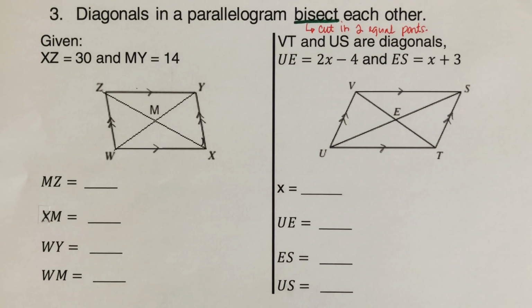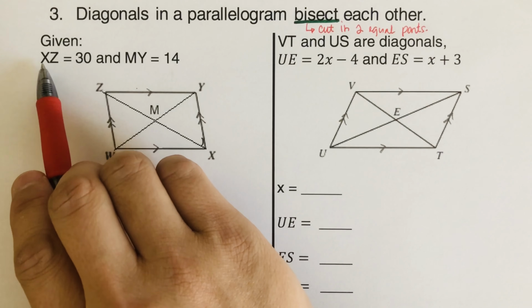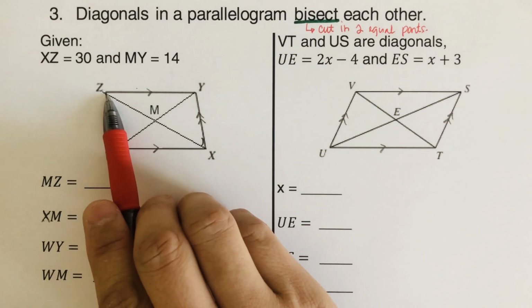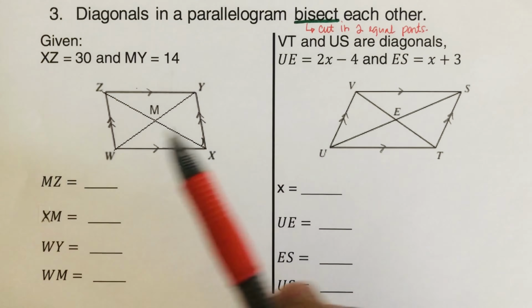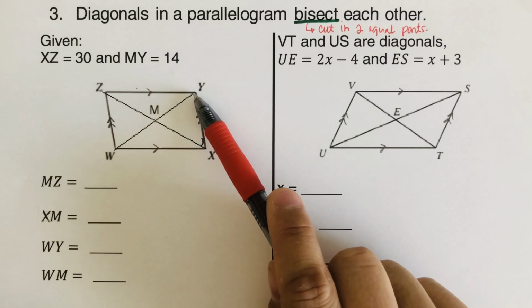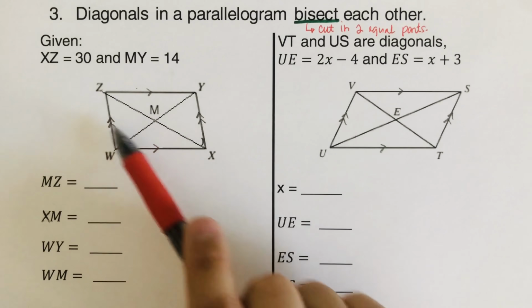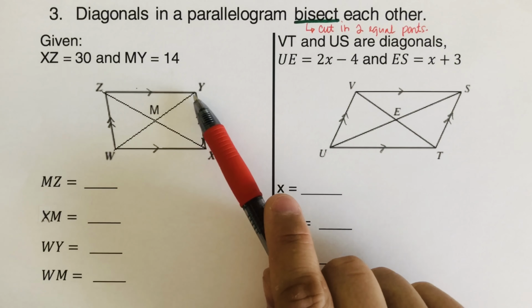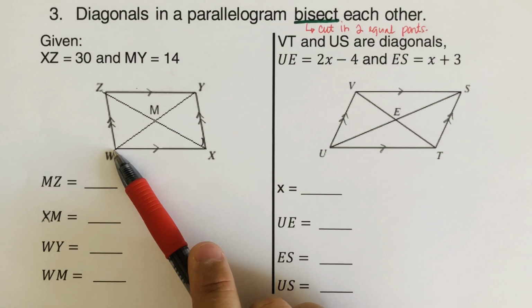So the other half is equal to the other half. So cut in two equal parts. That's what we mean by the word bisect. So let's take this example right here. It says that XZ, so XZ is the diagonal. By the way, diagonals are the lines that are drawn from one corner to the opposite corner. So XZ is the diagonal and YW is also another diagonal.